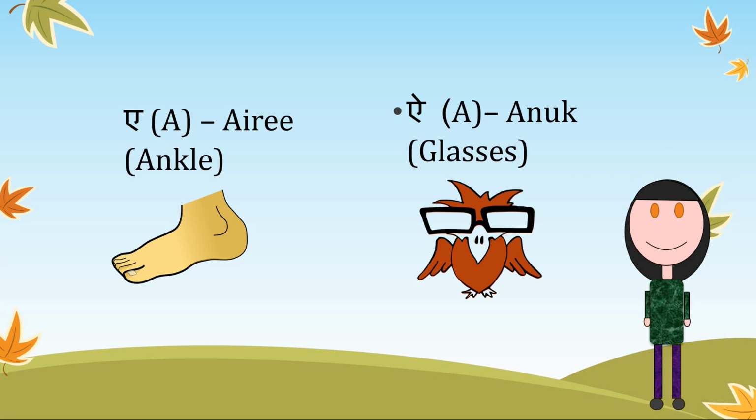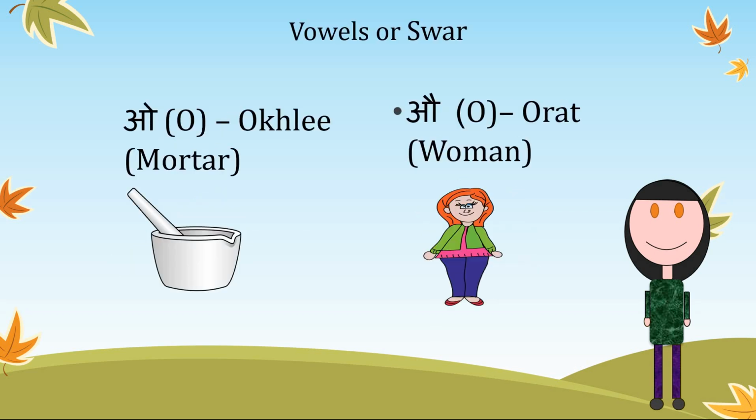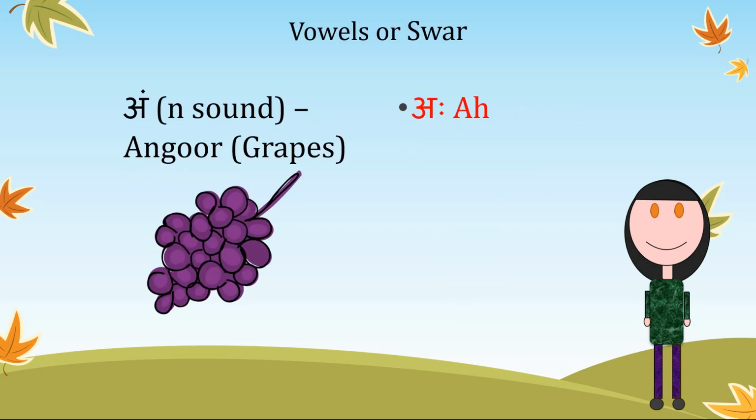A for eri, A for anak. Eri is ankle, and anak is actually your sunnies or glasses. And then we have O for Oakley, O for aurat. And then we have Ang, for angur, grapes, and then Aha.